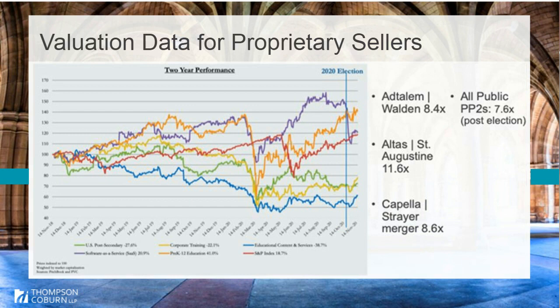And the question should be, why was St. Augustine so much higher? At the end of the day, you get a buyer and a seller, and they agree upon a price. Obviously, the buyer, St. Augustine, thought it was worth a lot to them to have in their portfolio. And so the EBITDA multiples are really just the purchase price of an asset divided by the EBITDA to come up with those numbers.